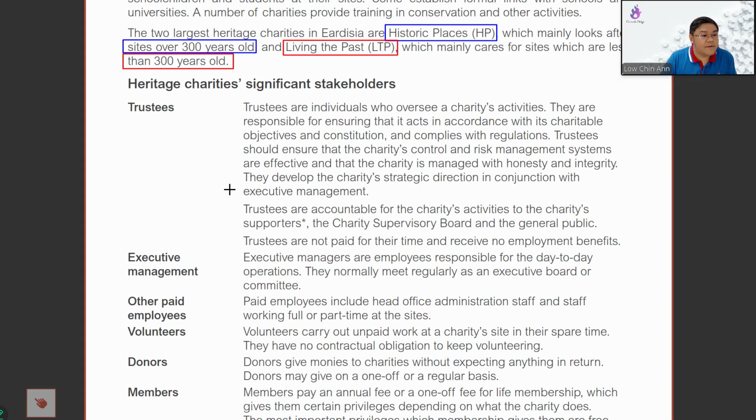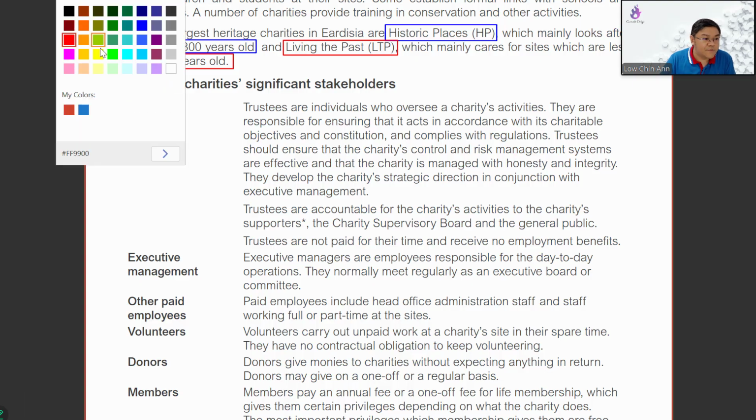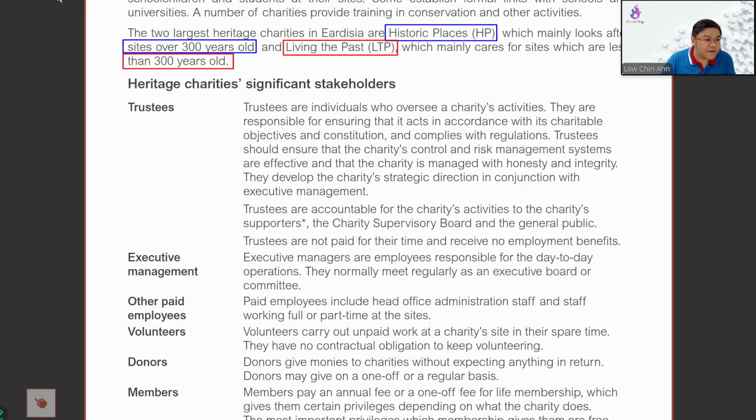Now, heritage charities, significant stakeholders. So for this kind of structures that they are based against MPO, right? I think stakeholders will be a very critical aspect, because you need to know that in the first place the existence of a charity. How do they sustain themselves as a charity? It's always through people donating money, people working for free.